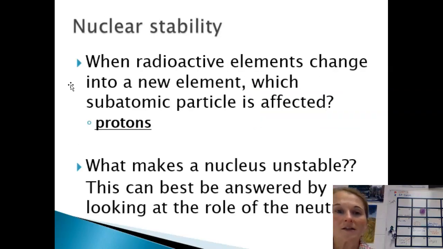When radioactive elements change into a new element, which subatomic particle is affected? Basically the protons. The protons are the ones that are going to be affected. And remember, protons are what make an atom a specific type of element.